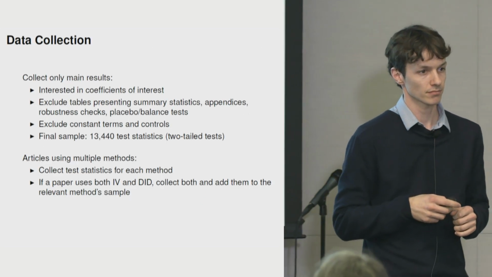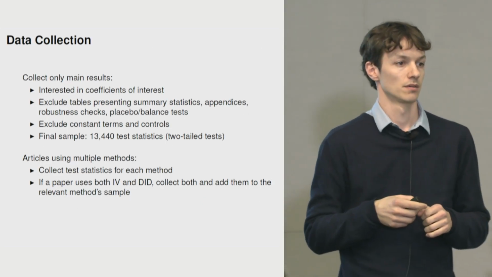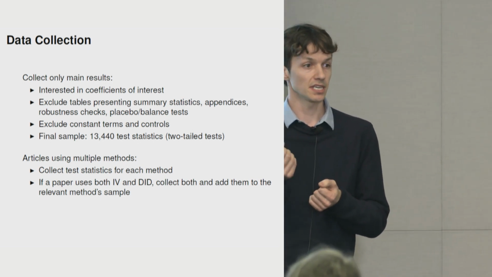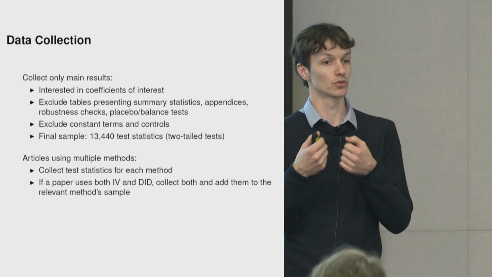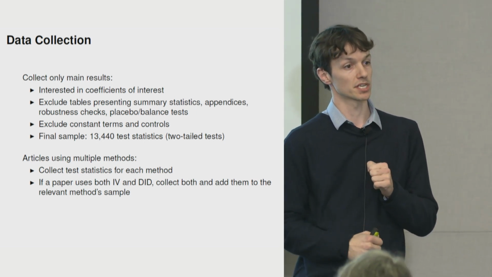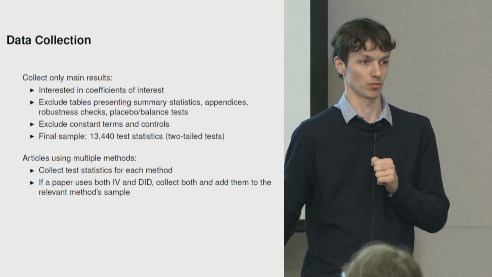Where do you put the broken RCTs? Are they instrumental variables? It's a very good point. If you do an RCT and you have partial compliance, you do an intention to treat, that's the RCT. If you have a first stage where you use an instrument, that's an instrumental variable.